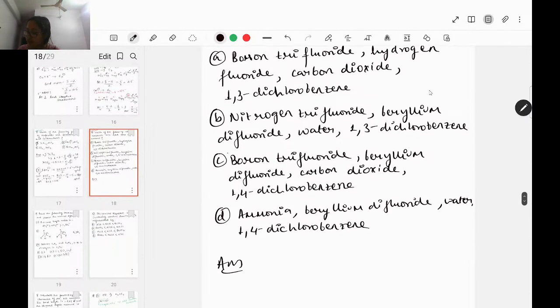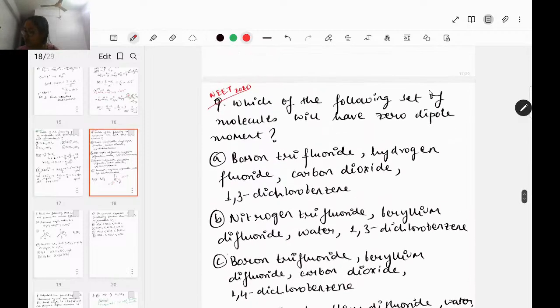Boron trifluoride is BF3. BF3 looks like this. I have already explained it before. How will we draw the dipole moment over here? From boron to fluorine, and boron to fluorine, because boron is more electropositive than fluorine. So it is a dipole moment of 0. We have been asked to find the zero dipole moment. Okay, so boron trifluoride is correct.